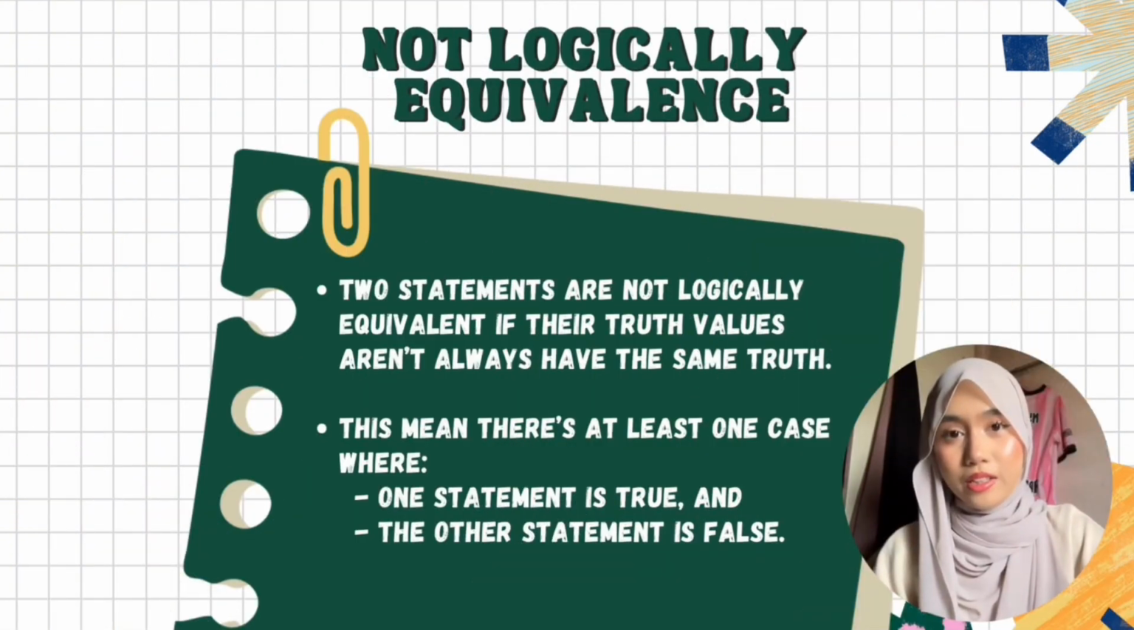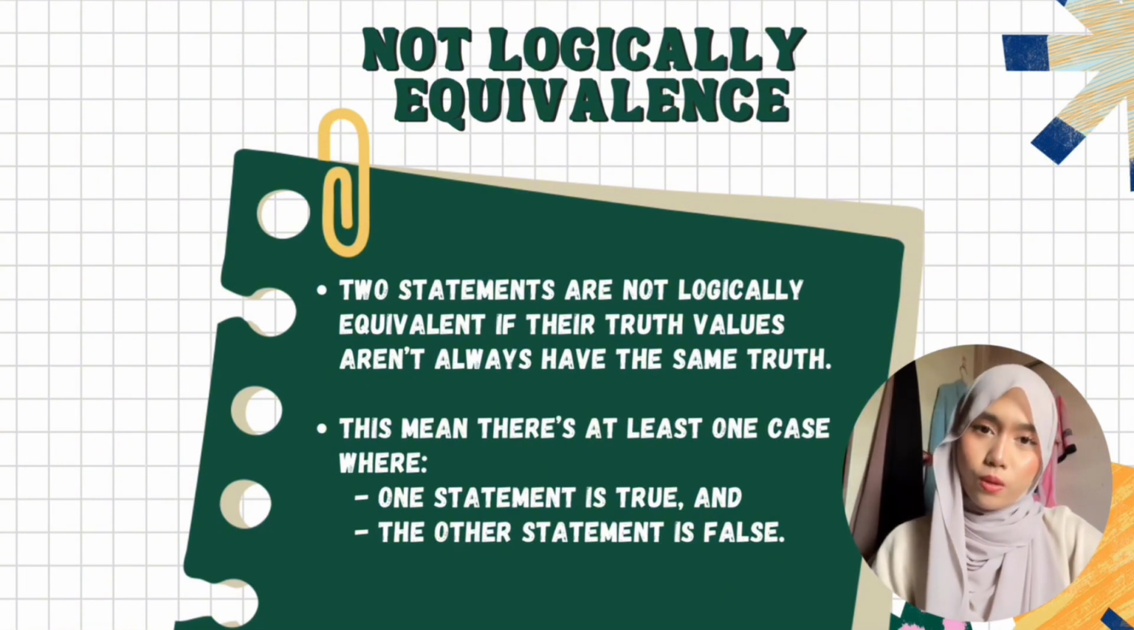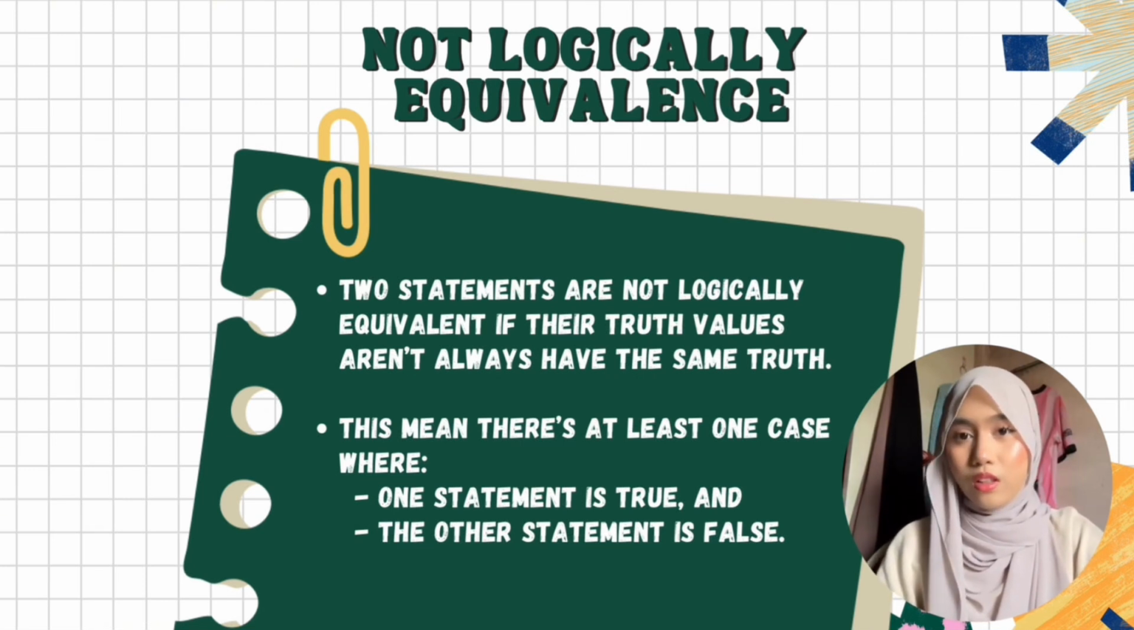Okay, let's talk about statements that are not logically equivalent. The statements are not logically equivalent if their truth values are not always the same in all cases. This means there is at least one case where one statement is true and the other is false. In other words, the statements are logically equivalent only if they always share the same truth table, whether both are true or both are false.